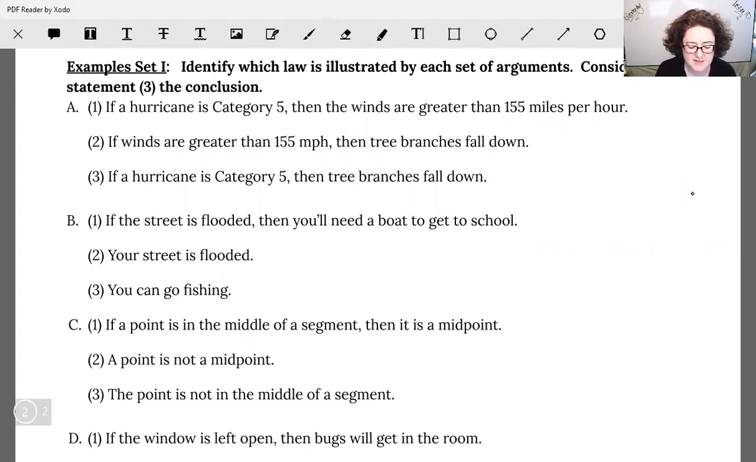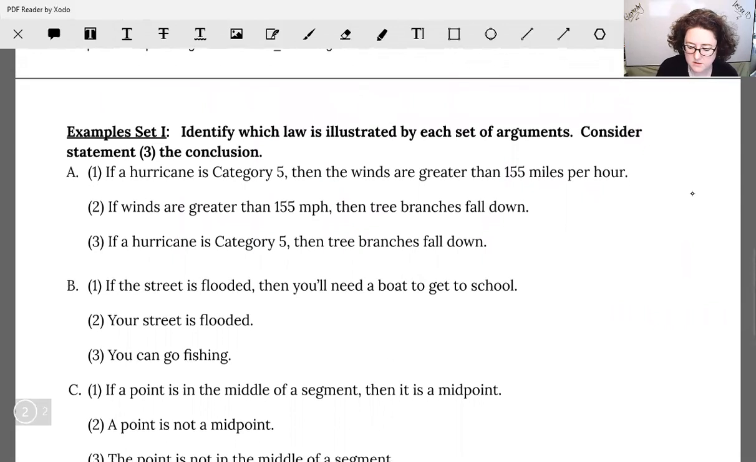Okay, here we go. First set of examples, I give you everything. So I give you 2 statements and I give you a conclusion. And when you see these types of problems, always think that third statement is your conclusion. Does it follow from the first 2? So first example, if a hurricane is category 5, then the winds are greater than 155 miles per hour. Okay, so I'm going to label this as if P, then Q. And if it helps, let's underline for the P, circle for the Q.